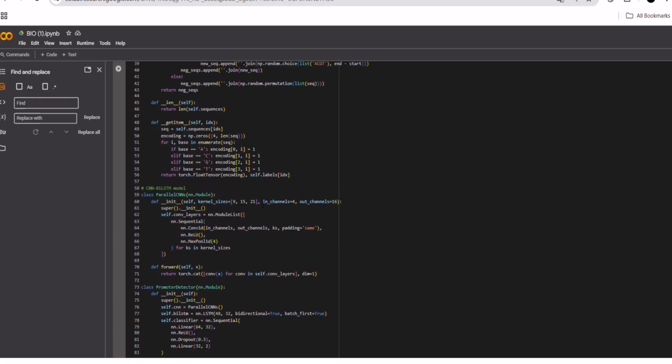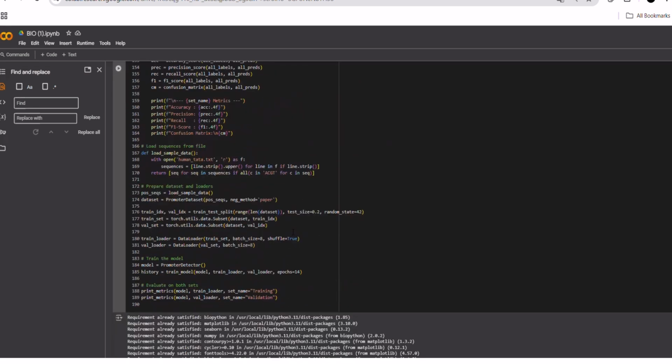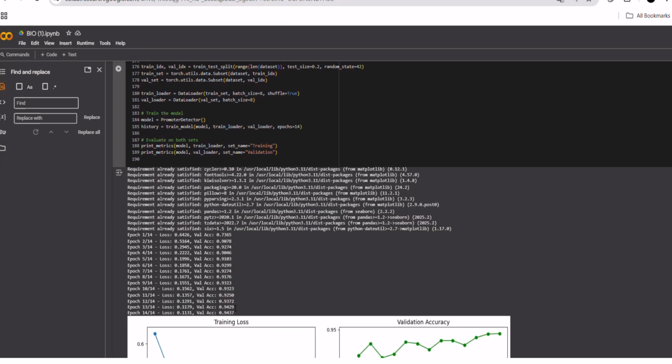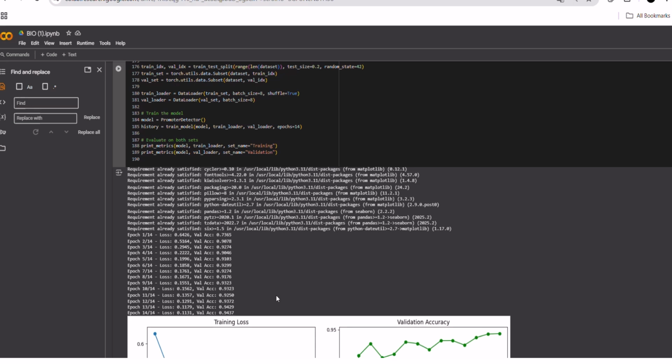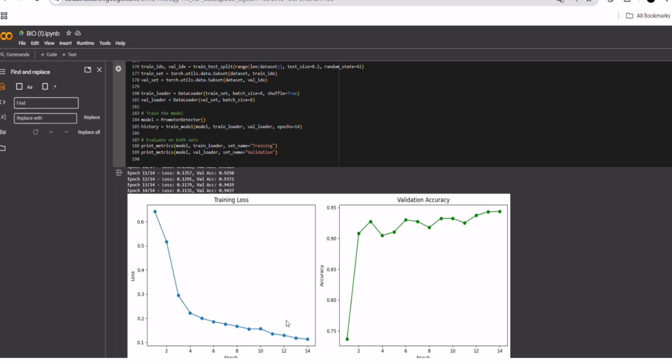So this is the entire code for the model that we have developed. This is for TATA boxes. Fourteen epochs have been captured, and the highest accuracy is given by the 14th epoch, and here is the graph of the same.